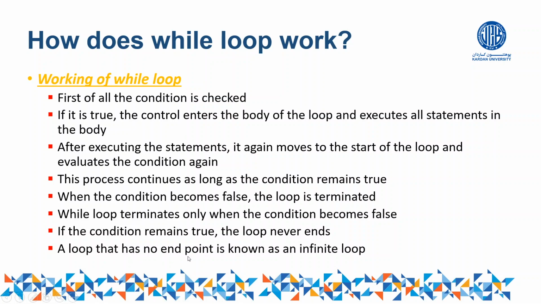A loop that has no endpoint is known as an infinite loop. This means that if the condition remains true forever, obviously the loop is going to run forever. So that is what is known as an infinite loop. When there is no endpoint for ending the loop, that loop is called an infinite loop. So this is how the while loop works.